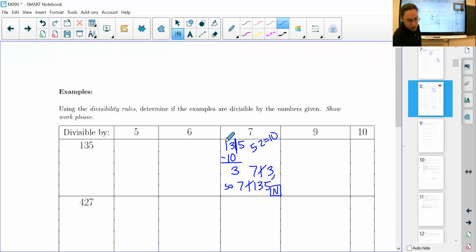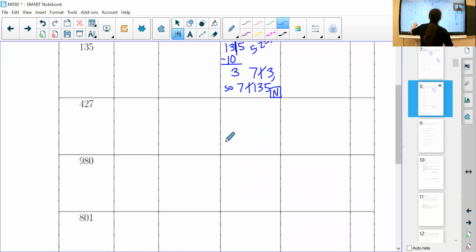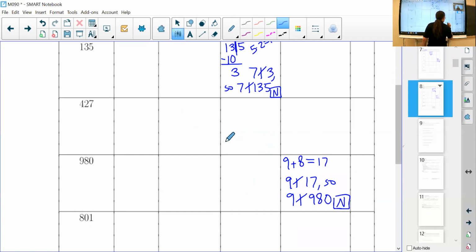Let's also take a look at, how about 980? 980, I want to know if that's divisible by 9. So here's what I'm going to do. I'm going to add up the digits, 9 plus 8. I could add 0, or I could say, well, 0 doesn't change anything. Either way, we get 17. 9 does not go into 17 evenly. So 9 is not a factor of 980. The answer is no. So you'll be filling out each of these squares.